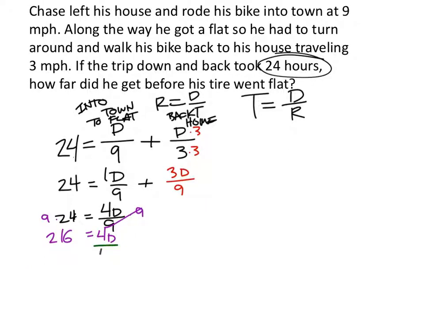Now we'll just divide both sides by 4. There we go. And that ends up being 54 miles. That was the distance that Chase rode his bike till he got a flat, and he turned around and walked home. That's a long ways if you ask me, but that's the answer we got.